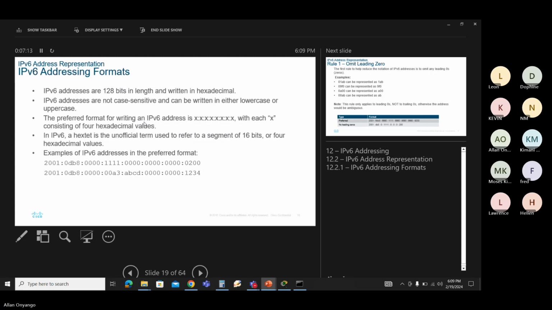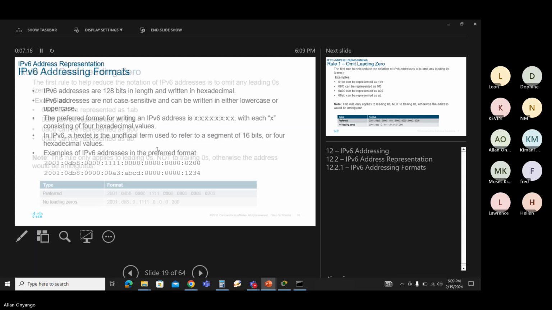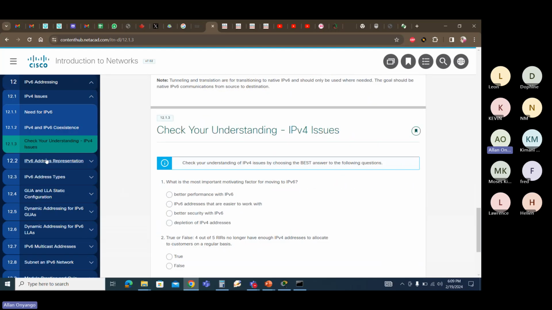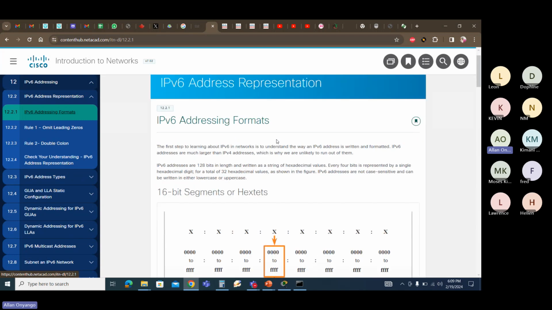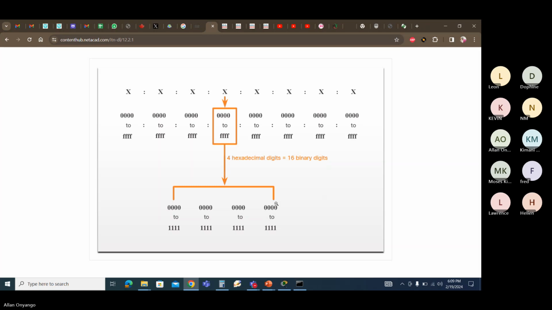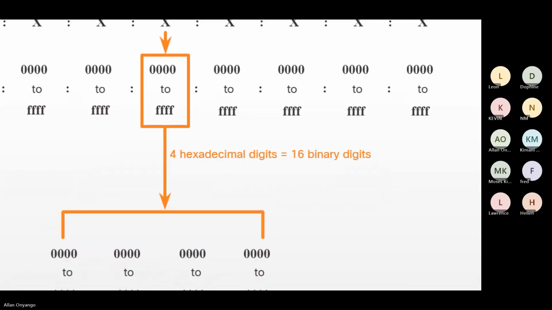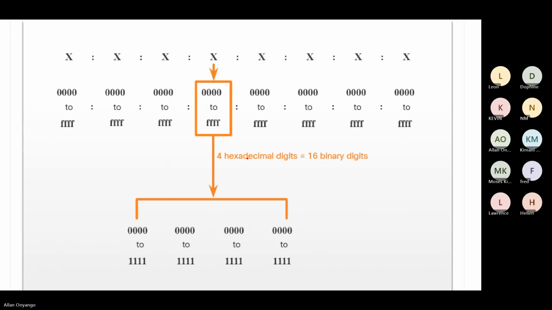Let me look for something clearer that we can all see on the IPv6 representation. Here it is. Looking at this diagram, this is clearer now. We can see that IPv6 is always separated using a colon, and that is important to know. And you can see all the way across.